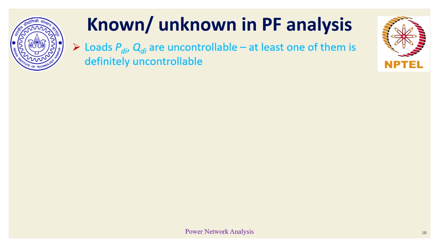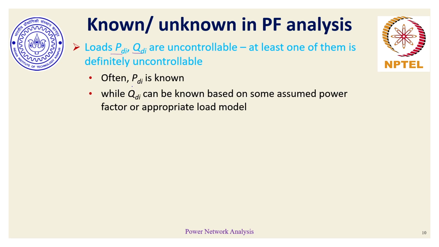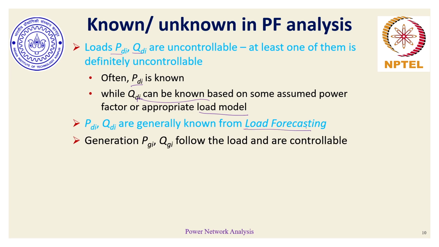So in general, if we talk about load, PDi and QDi, they are uncontrollable quantities because it depends on the consumer whether the consumer wants to consume power or not. So PDi and QDi are not in the operator's control. Often PDi is known, and using the respective load model, one can estimate what the corresponding QDi would be. PDi and QDi, the demands, are generally known from the load forecasting exercise.